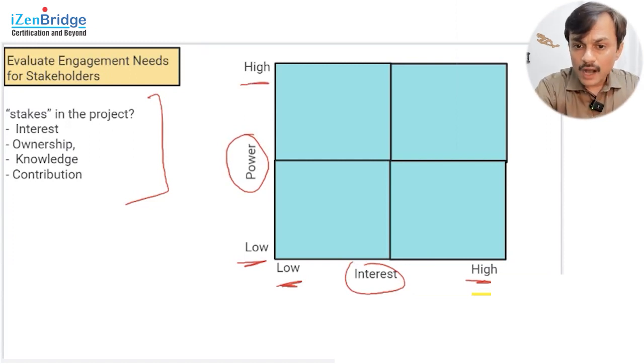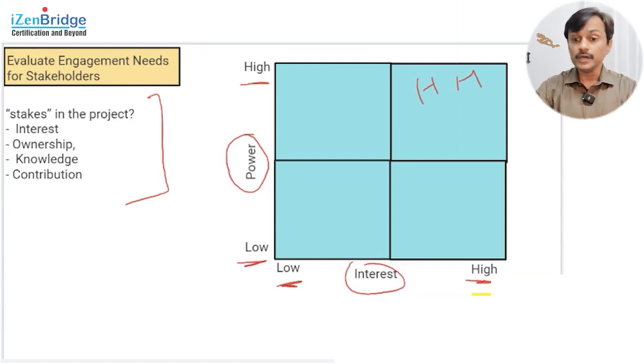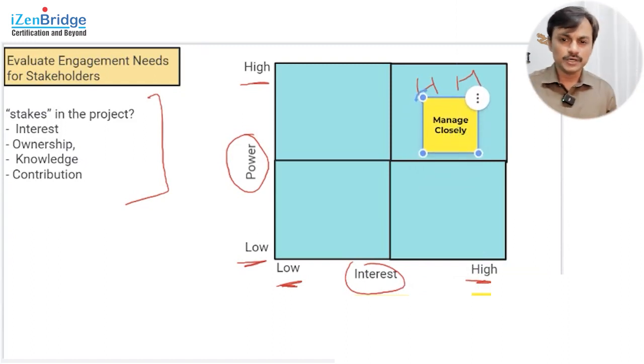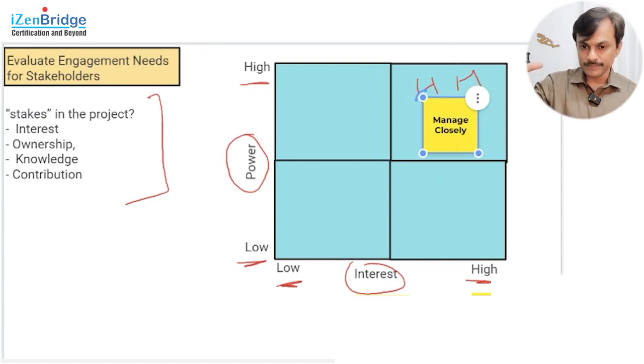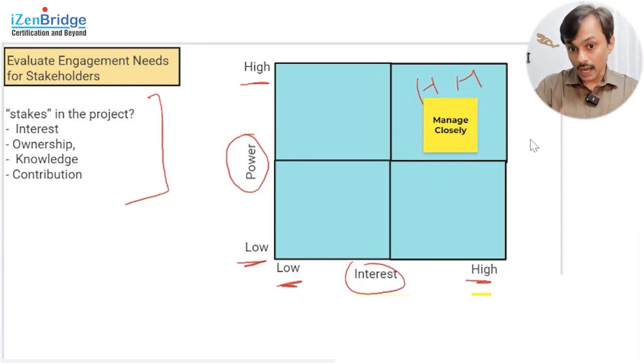So people who have high power and high interest will come into this segment. Now, it could be a role, it could be a category of individuals, and they need to be managed very, very closely. You will see this information in your theoretical book also: high power, high interest, manage closely. But you may wonder, what is the meaning of manage closely? We will discuss that. We'll go beyond the books, beyond your theoretical exam content, which you might have been seeing in various classes.